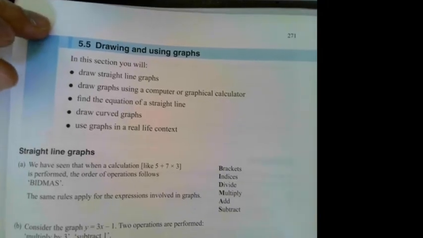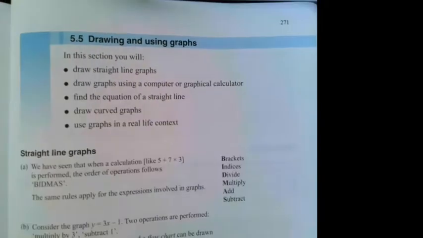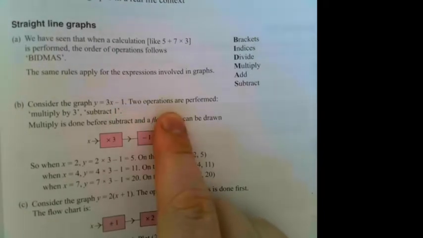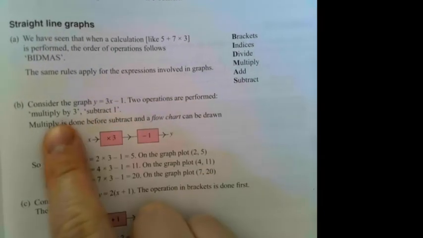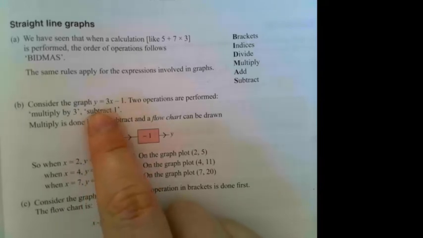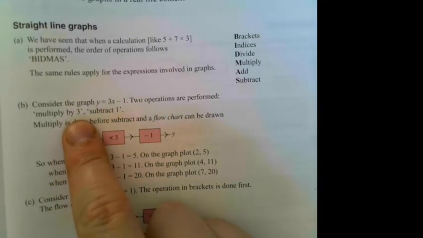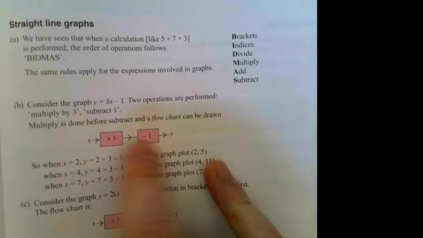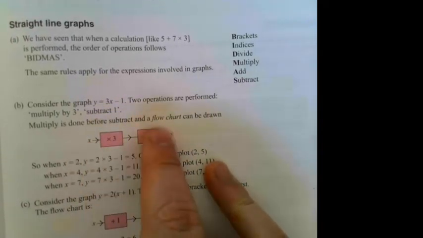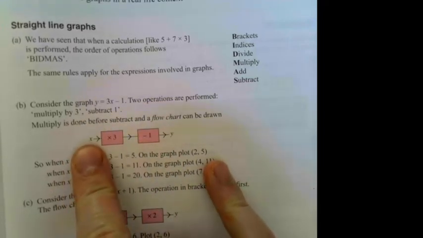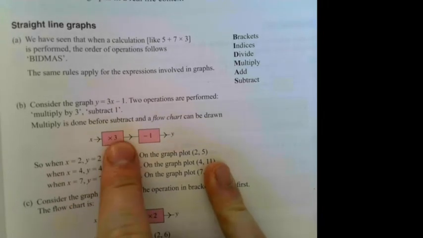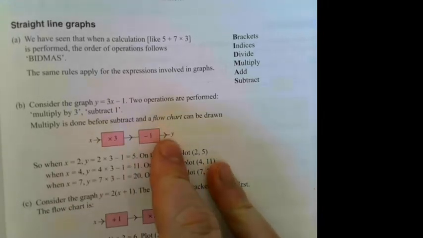If we have a look at part B of the straight line graph example to begin with, consider the graph y equals 3x minus 1. Two operations are performed. We multiply by 3, that's the 3x, which means 3 times x, and then we subtract 1. We could break that down into these two operations in a flow diagram for how we get from x to y. y is equal to 3 times x minus 1, so if I multiply x by 3 and then subtract 1, I get what y is.